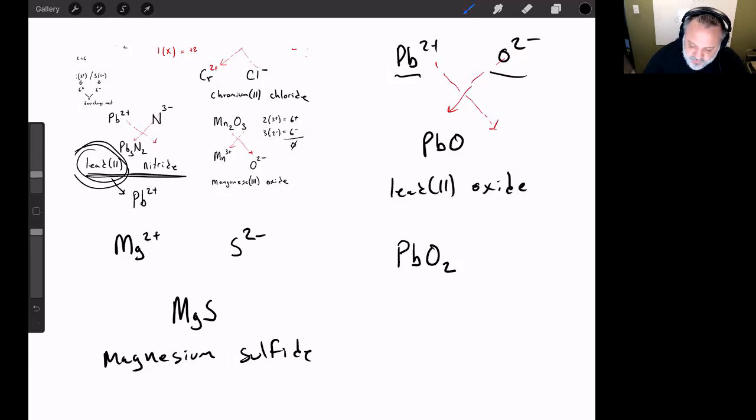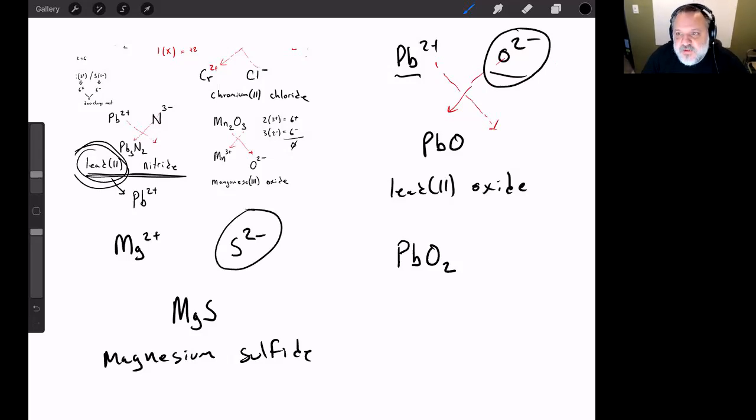I put 2- here on oxide because the formula for oxide is O2-. It's in group 16. I put a 2- on sulfide because again, sulfur's in group 16 as well. So I know that the formula for sulfide is S2-. So I did put the 2- next to them because that is their charge. I didn't do it later.